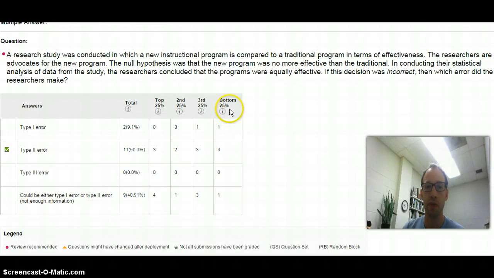Okay, so the key point in this question is they concluded that the programs were equally effective. In other words, they didn't reject the null hypothesis. Their null hypothesis was that the two programs were equally effective. They didn't reject it. Failure to reject a null can only be a type 2 error. Now, it could be a correct failure to reject the null, but if their decision was incorrect, if they did make some kind of error, it had to be a type 2 error. If you reject the null, the only kind of error was a type 1 error. If you fail to reject, it can only be a type 2 error. So there is enough information, and if an error was made, it was a type 2 error in this case.